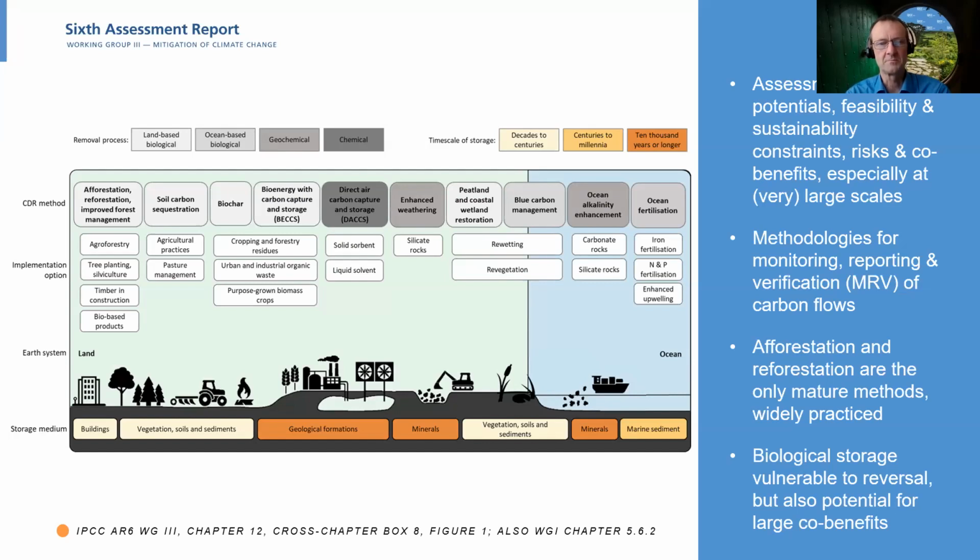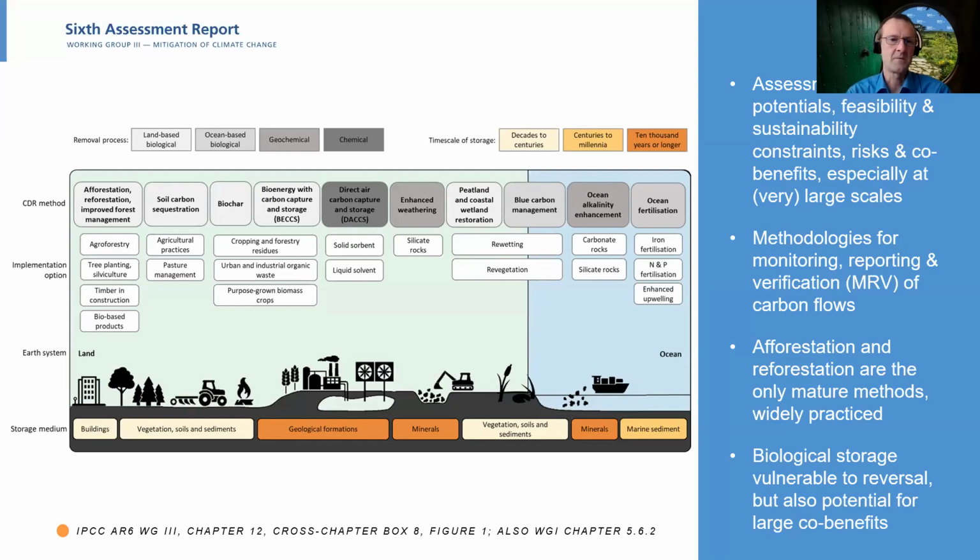Maybe 2 points that may be relevant for our discussion today is that currently afforestation and reforestation are the only mature methods that are widely practiced. But there's a wide range of methods that are either proven in their component parts or demonstrated at very small scales. And as was already mentioned, the key challenge will lie in how can we upscale that.